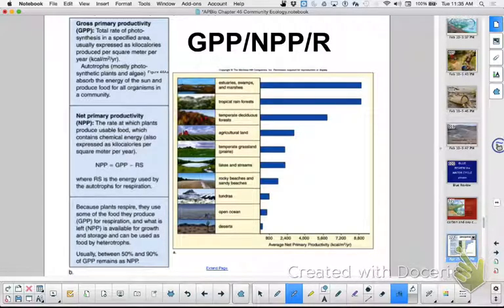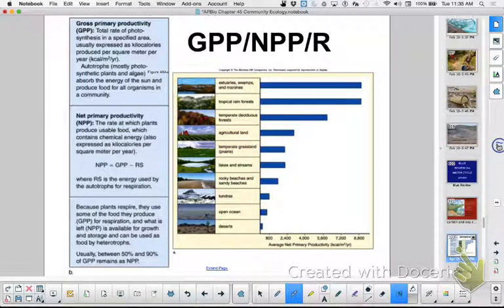Okay, so GPP, that's talking about how much sugar the plant makes on the whole. But not all of that sugar is for sharing, because the plant needs to do some what? Cellular respiration. Cellular respiration is represented by what letter up there? R. So you take your gross primary productivity minus the respiration that plant does, and you're left with net primary productivity, which can be used by other organisms.